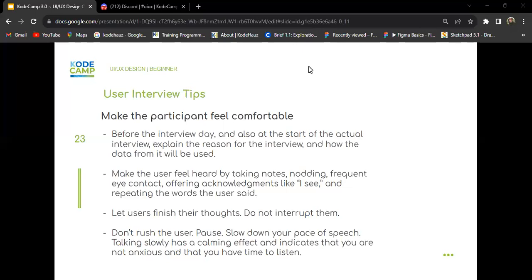Do you understand? So also let the users finish whatever they are saying. Do not interrupt them. Don't try to draw conclusions. Pay attention. Make sure to always listen. Okay? Don't rush the participants. Pause. Slow down your pace of speech. Talking slowly has a calming effect and indicates that you are not anxious and that you have the time to listen. Okay, so these are things that you need to take note of when you're conducting a user interview.